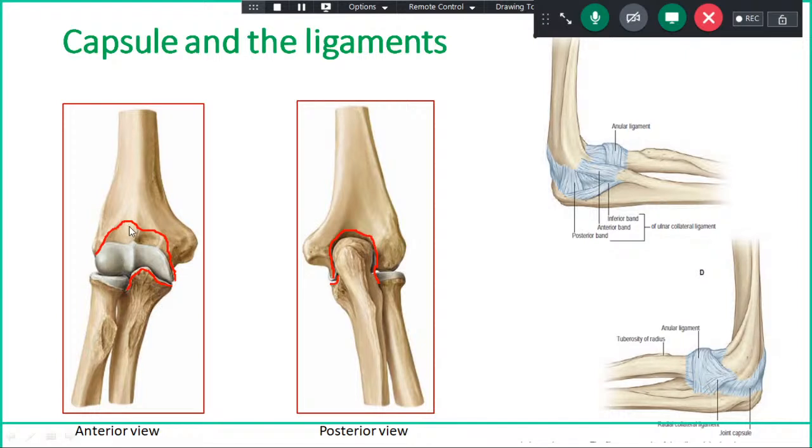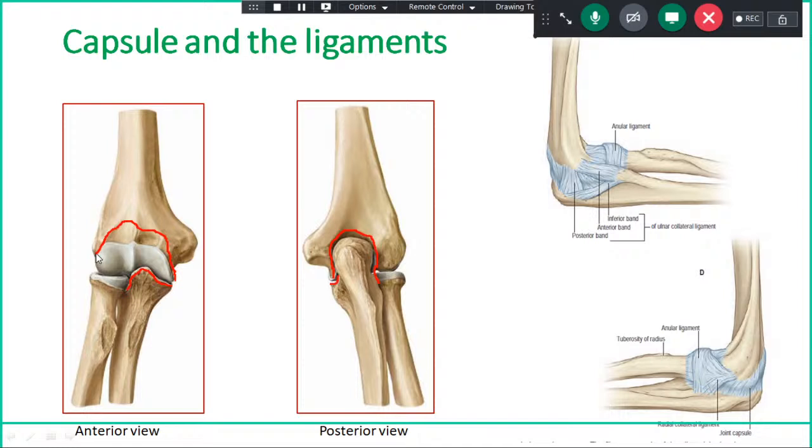So this red mark which you are seeing over here is the attachment of the capsule of the elbow joint. This is the capitulum, this is the trochlea. The epicondyles are not included in the capsule. They are not included in the capsule.